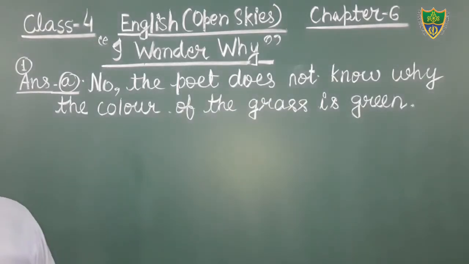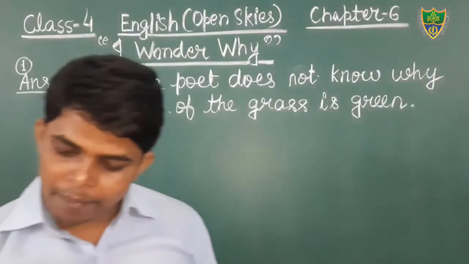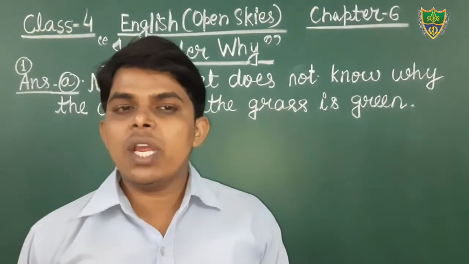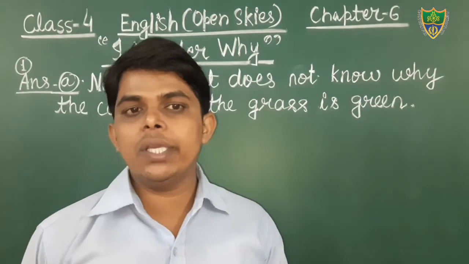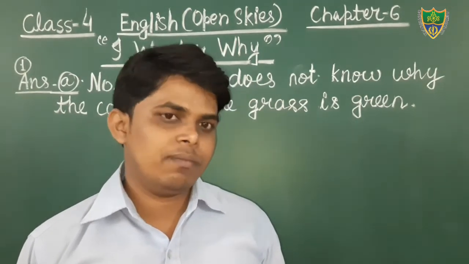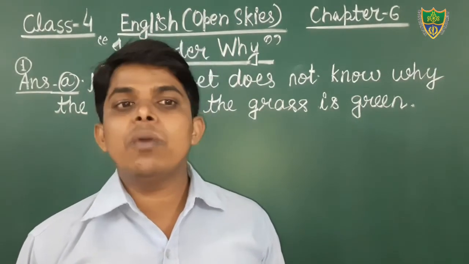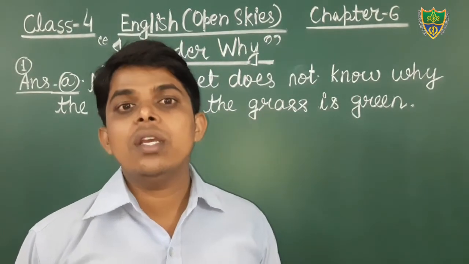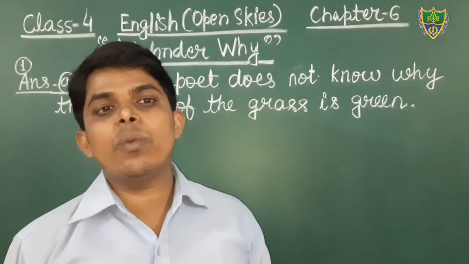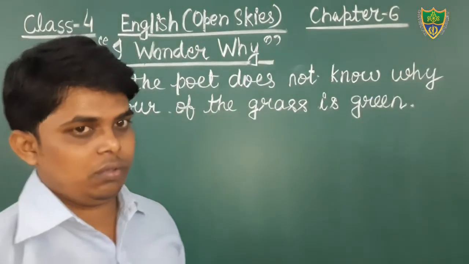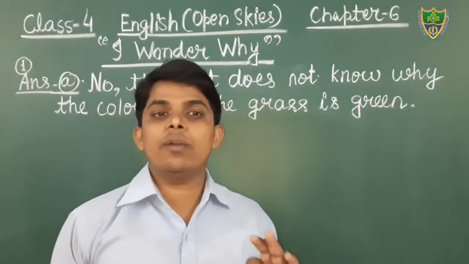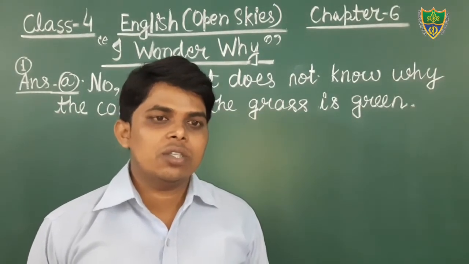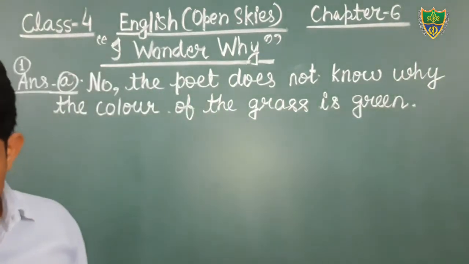What is question number B? Write the name of two heavenly bodies mentioned in the poem. Heavenly bodies are the moon and stars. In this poem you will find the words moon and stars. Okay? So you write down the question first.